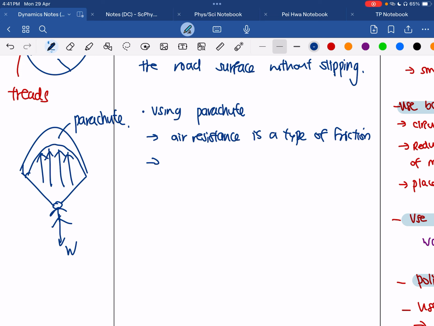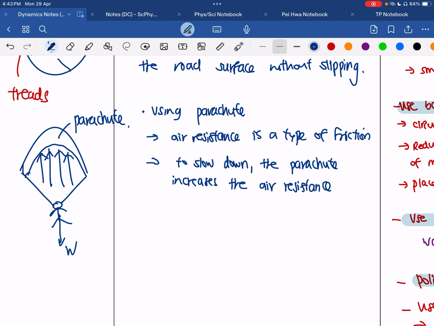So let's say if he needs to speed up or slow down, he can adjust his parachute. By and large, for him to slow down, the parachute increases the air resistance. And how does he do that? What's the main point of the parachute? It's really just to increase the surface area, so that it can catch more air.